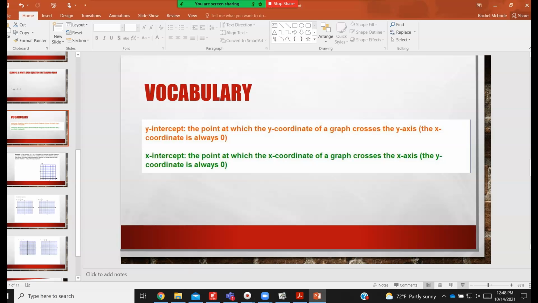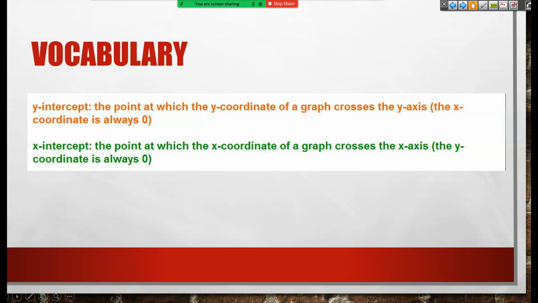All right, so we are looking at the second part of the lesson. We're looking at new vocab with x and y intercepts. The x and y intercepts are the points where the graph crosses the x-axis and the y-axis, and the opposing variable is 0. So the y-intercept is the point where the graph crosses the y-axis and x is equal to 0. The x-intercept is the point at which the graph crosses the x-axis and the y-coordinate is 0.